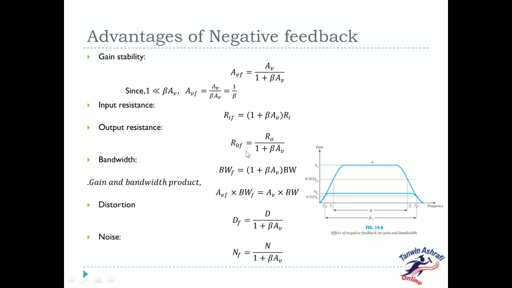Output resistance. Negative feedback also alters the output resistance of the amplifier. It makes no difference whether we are using voltage series or voltage shunt feedback. The output resistance RO without feedback is greater than the output resistance with feedback. That means the output resistance with feedback is equal to RO divided by 1 plus beta times AV.